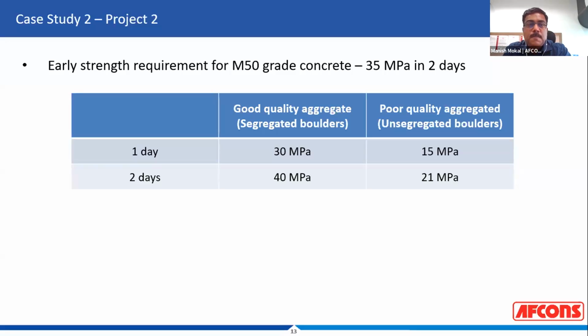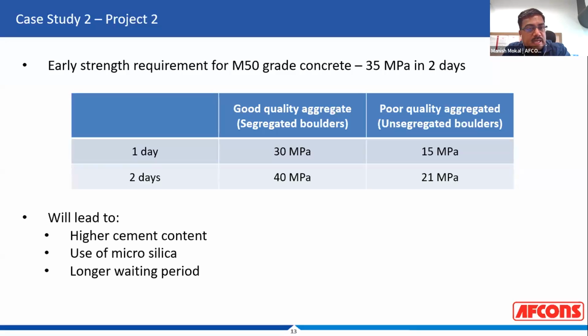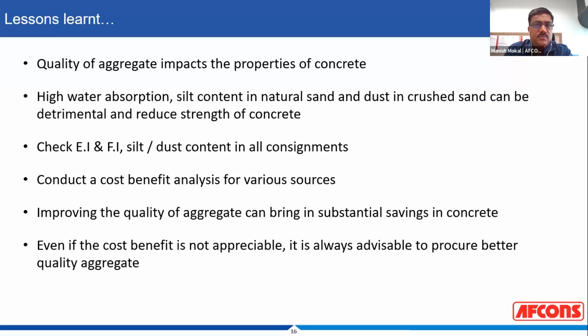Again, it is a cost. So it would have led to higher cement content, probably would have had to use microsilica, and the waiting time would have gone up, which would have increased the duration of my project, again, which is a big cost. So to quickly conclude, lessons learned: the quality of aggregate, which is generally the most neglected part of quality control in the project, has a great impact on the properties of concrete.